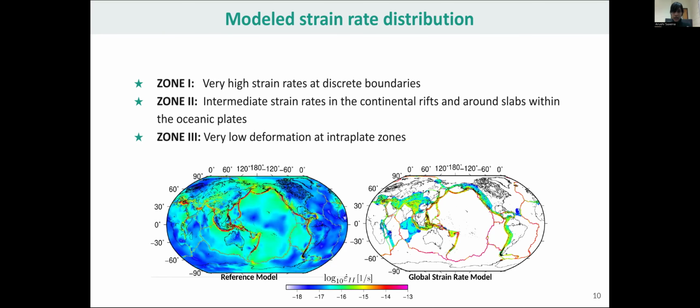And then we also have intermediate strain rates, and these are the regions at the more diffuse plate boundaries, for example, in the Indian-Eurasian plate boundaries. And then we also have regions that have very low deformations, and these are the blue regions here in the model, but because there are no observations in the global strain rate data, it's the red regions here.